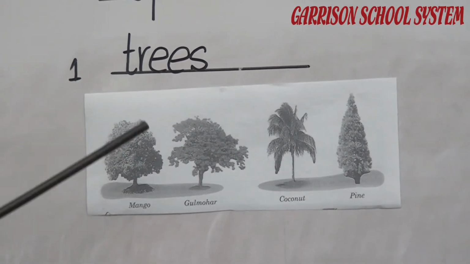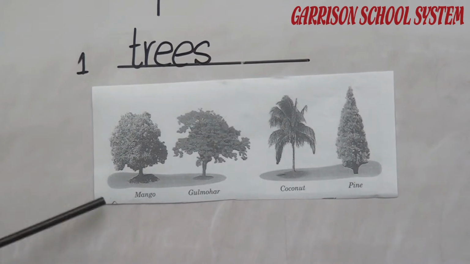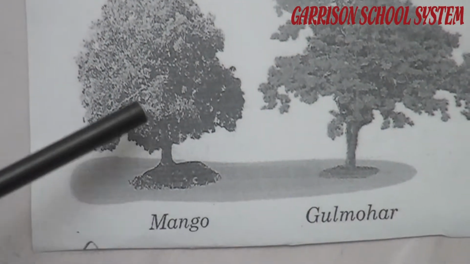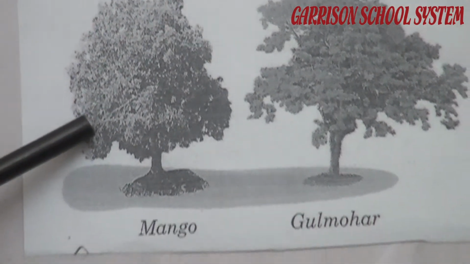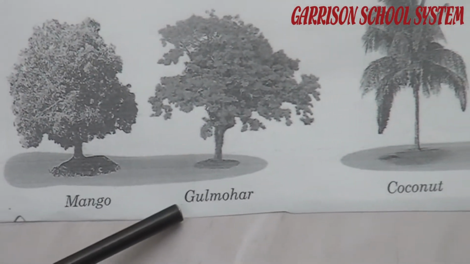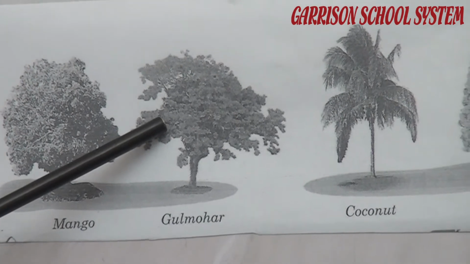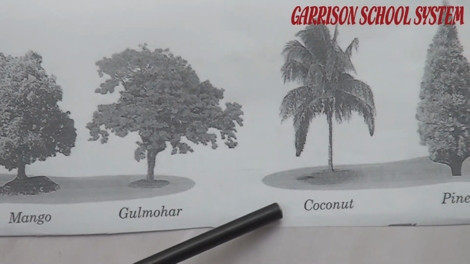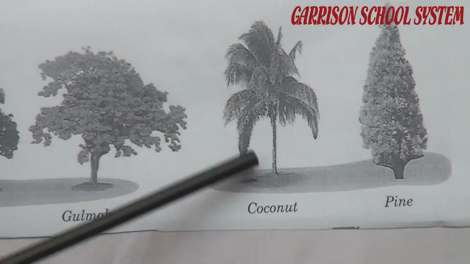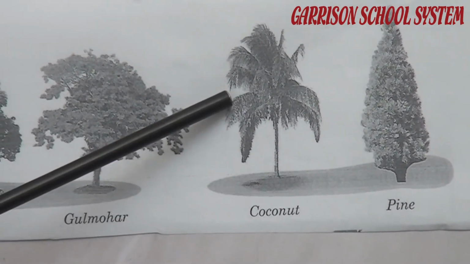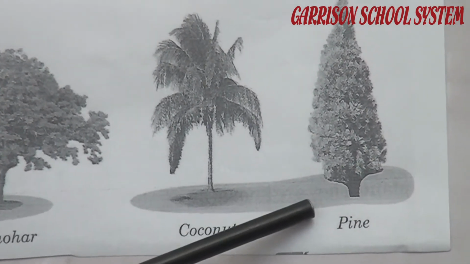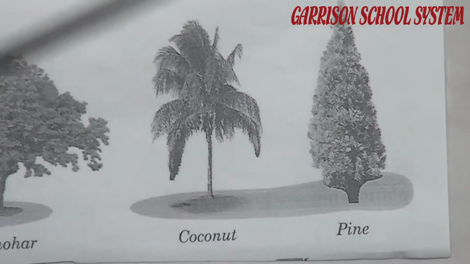You can see the different types of trees here. There is a mango tree. You can see it has one stem which is called the trunk and has spread out branches. That is the gulmohar tree that also has many branches that are spread out. Next one is a coconut tree. It has a long stem and a few branches. Pine tree, it also has a stem and many thick branches.